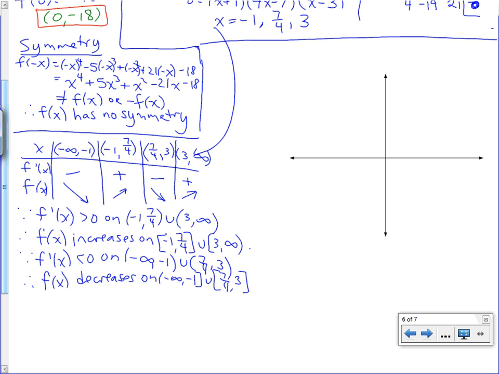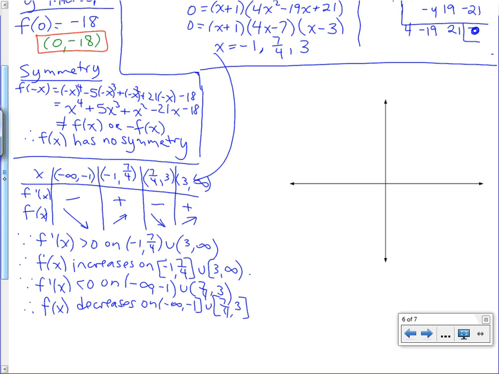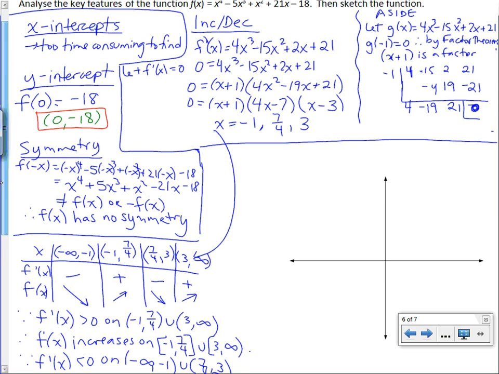Okay. Now, before I go any further, there's one thing. We got so excited about doing increasing that we kind of forgot to do something. Once we found those three numbers, what should we do? Find the y values, because those are going to be critical points in terms of graphing. So we're plugging -1, 7/4, and 3, again, back into the original.